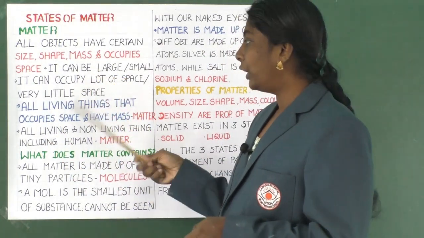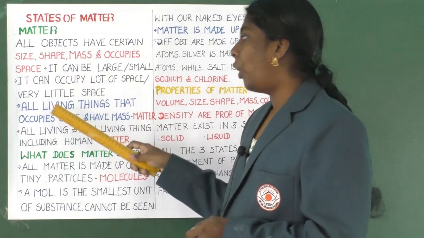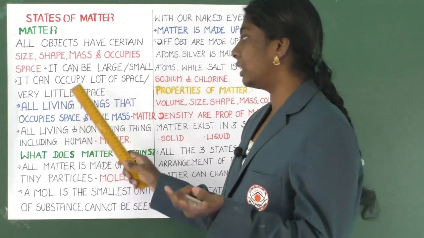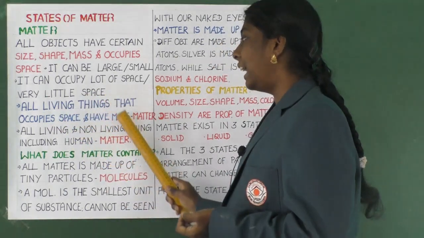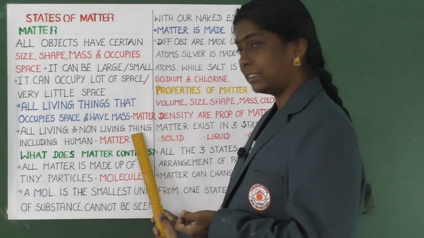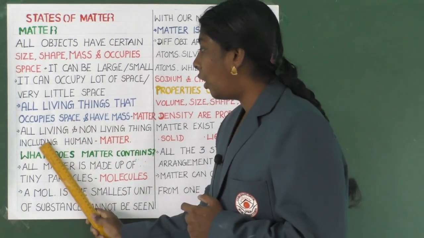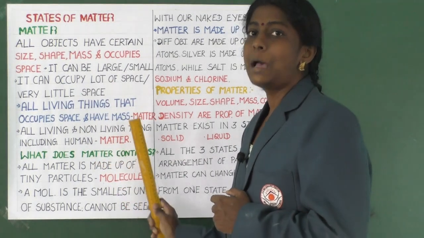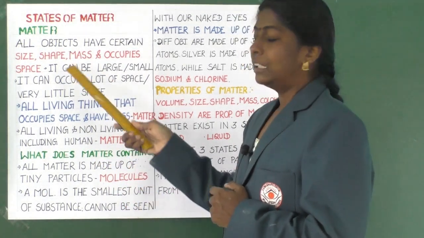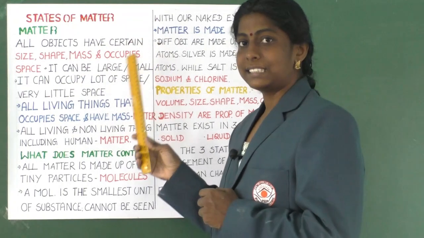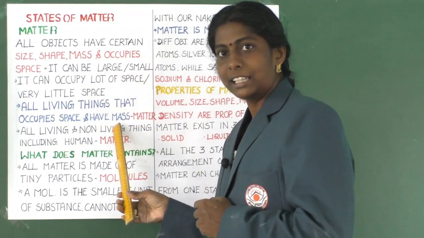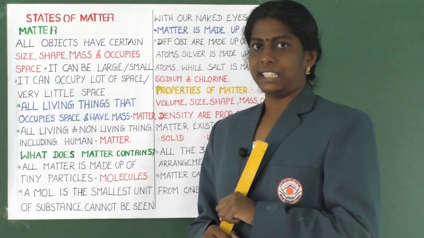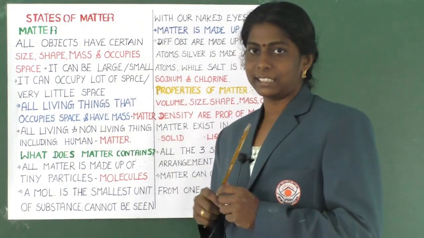So now, what do you mean by matter then? Either living thing or non-living thing, all things that occupy space and have mass are said to be matter. Not only living things, all living and non-living things including humans are said to be matter. So anything that occupies space and has mass is said to be matter. Now, what does matter contain?